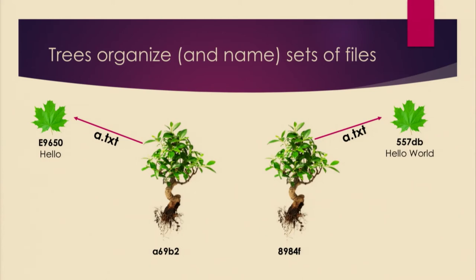So we make a change. We add hello world. We commit it. And now we have a new tree, because when you commit, you're creating a whole new snapshot. Right? So now we have this manifest. It also has one file called a.txt. But this particular file is pointing to a different blob. We have both blobs saved. But this tree says, at this point in time, a.txt has this content.